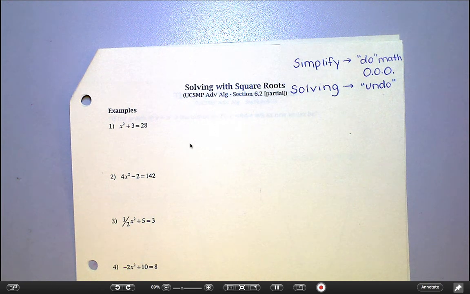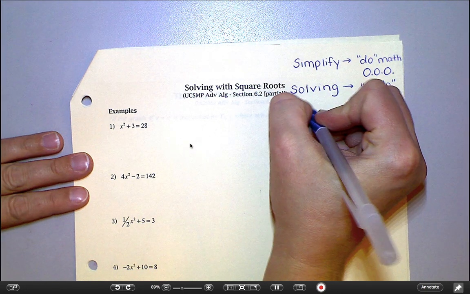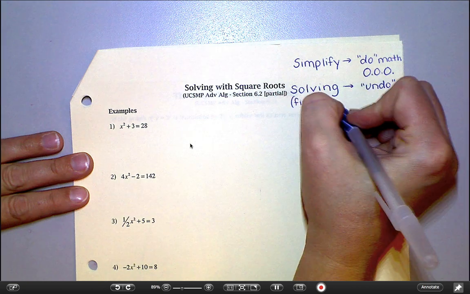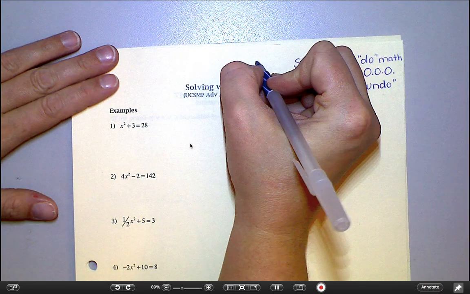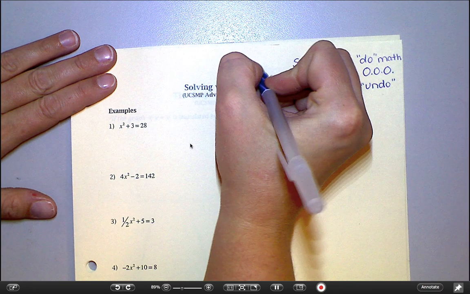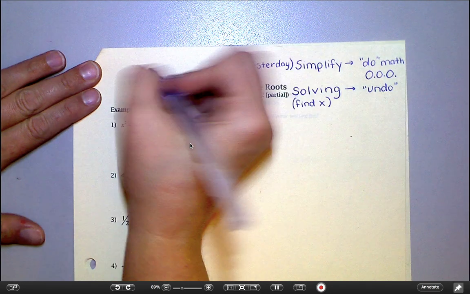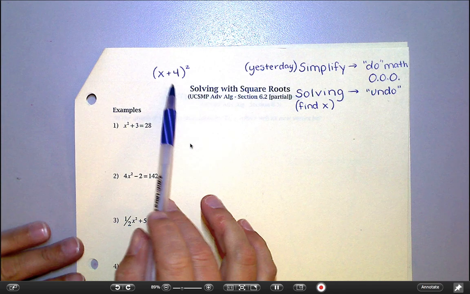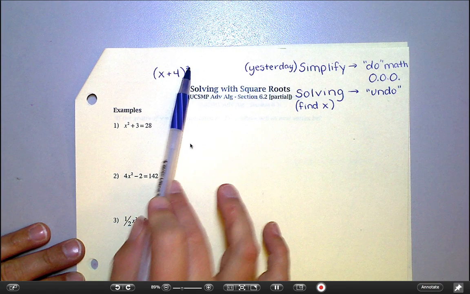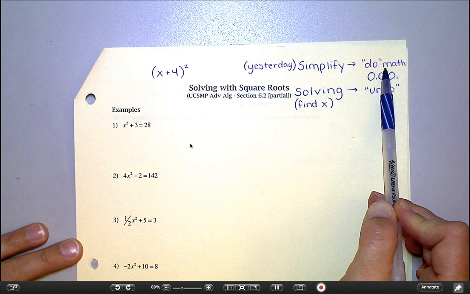So if you see addition, you're going to reverse it with subtraction. If you see multiplication, you're going to reverse it with division. This is where you're trying to find x. So solving is when you're trying to find what a variable is equal to. So yesterday we were simplifying. So when I handed you something like x plus 4 squared, you were actually doing x plus 4 and squaring it, right? You were taking the parenthesis and writing it out twice and multiplying it all out. That was us doing math, right?